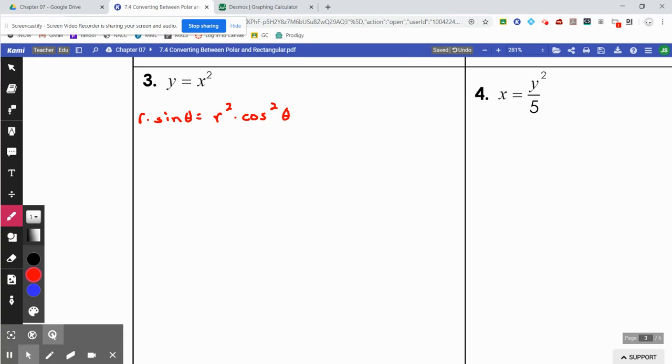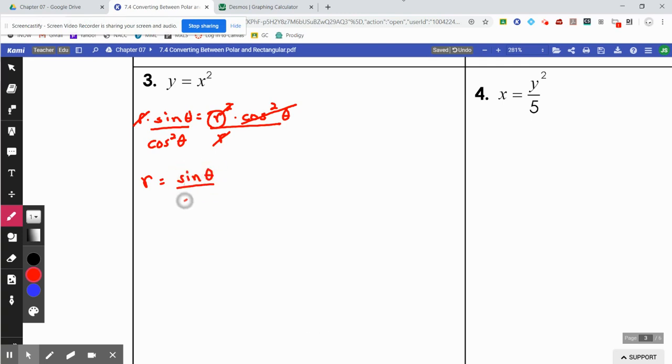I can move my r over by dividing by r, just so that one of these will cancel. And I've got r by itself now, and then I'm going to move this cosine squared over here. Now let's clean that up some. We have r equals sine over cosine squared. I'm going to split that because I know that sine over cosine is equal to something else. And then I'm going to split that into sine over cosine times 1 over cosine.